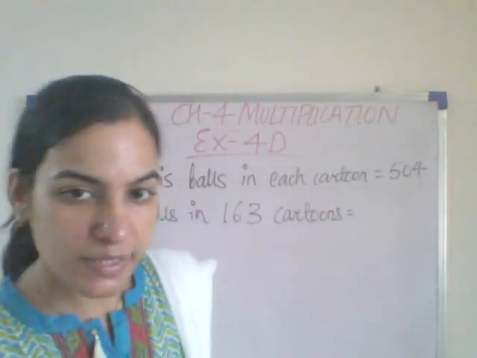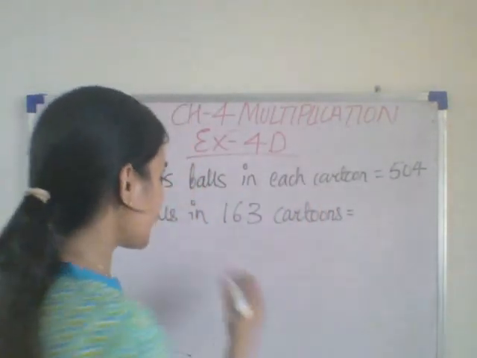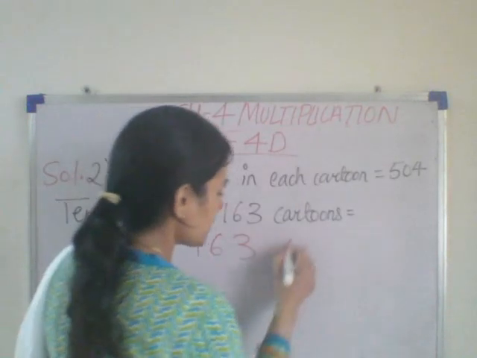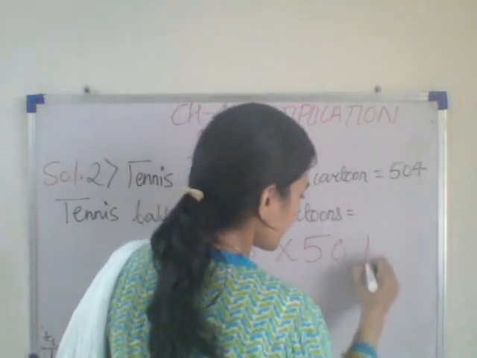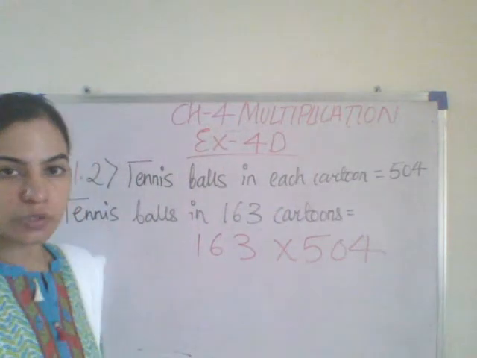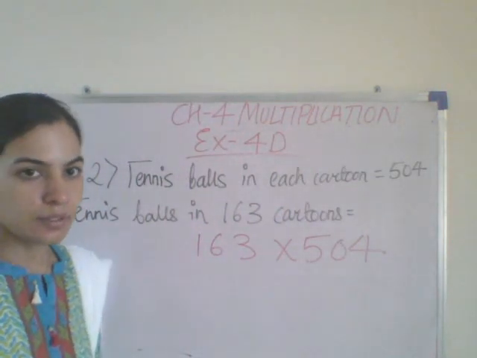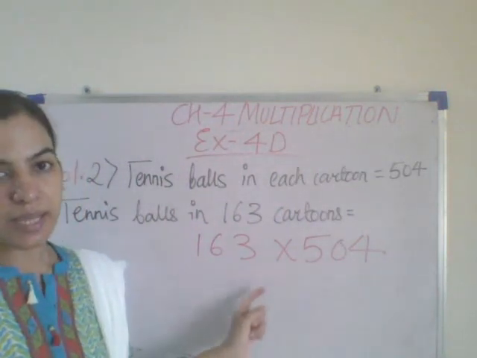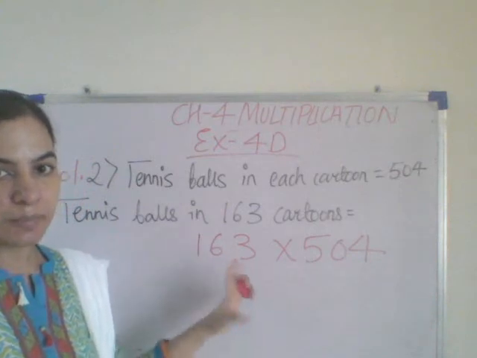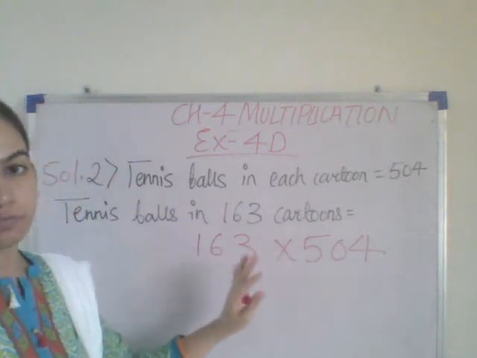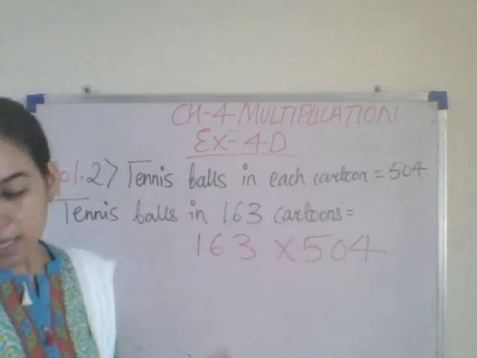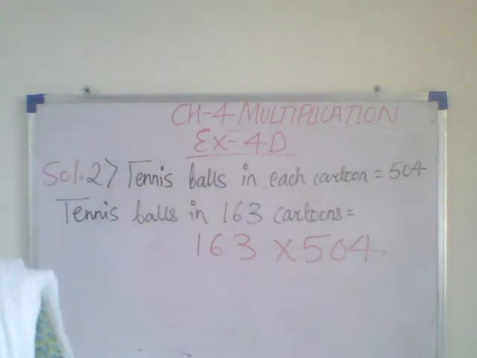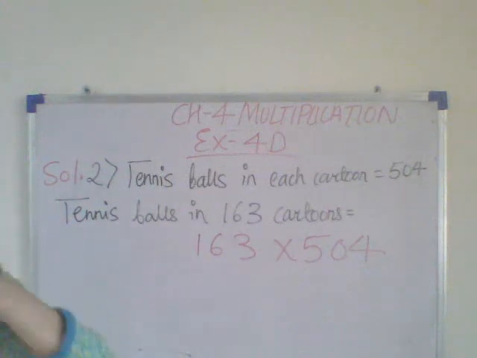So it is also very simple. You will be multiplying 163 with 504. Then you will be getting your answer. I have told you how to multiply with a 3-digit multiplier. Similarly, in the same way, you will be multiplying this, and then you will be getting the answer. Now, let us do our next question.